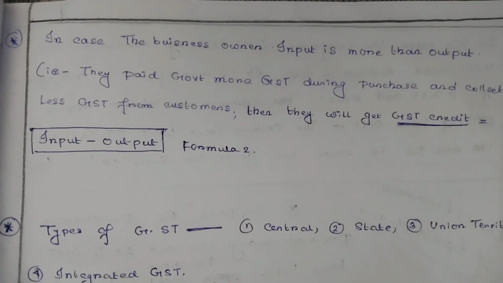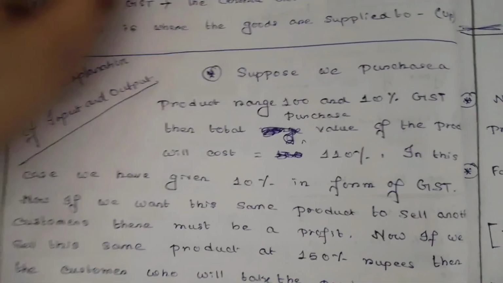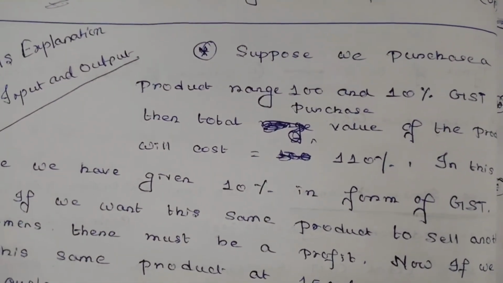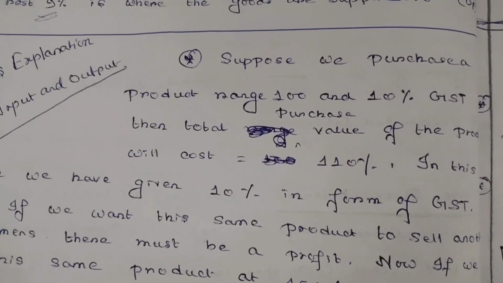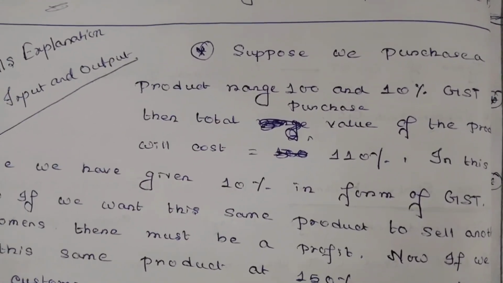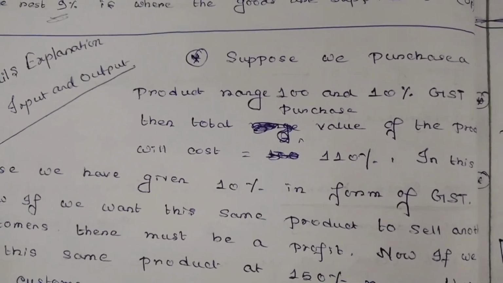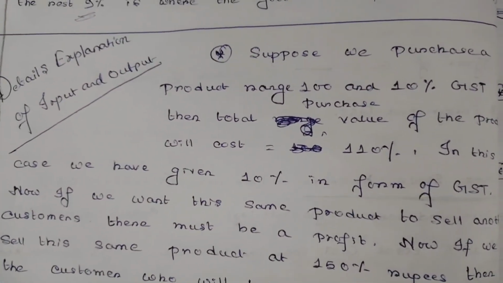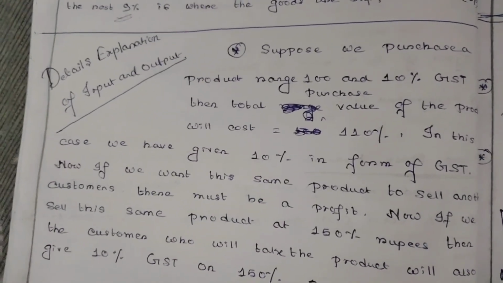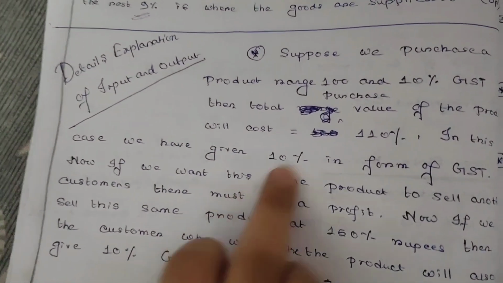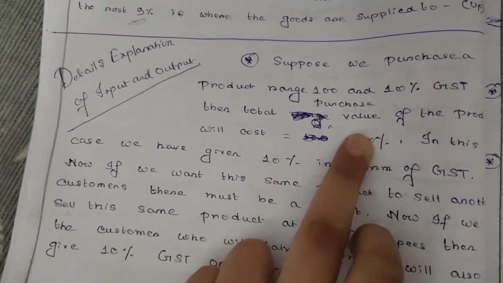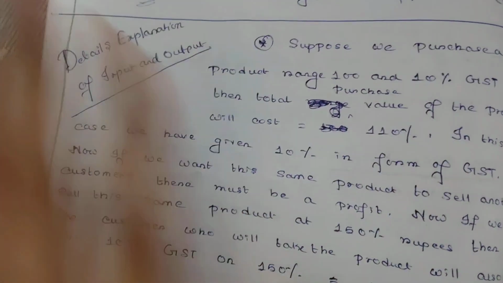Now let's elaborate on this. Suppose we purchase a product whose value is 100 rupees with 10% GST on it, so the purchase value is 110. In this case we have given 10% in the form of GST. 110 means 10% GST, and 10 rupees is the GST.